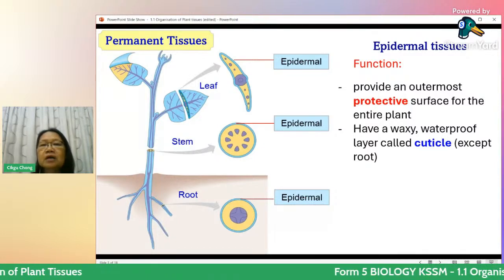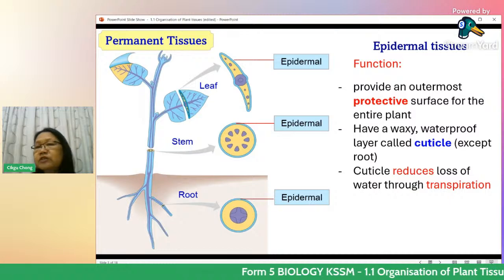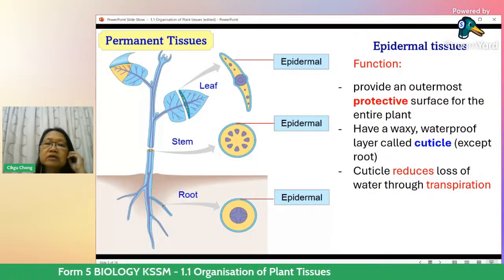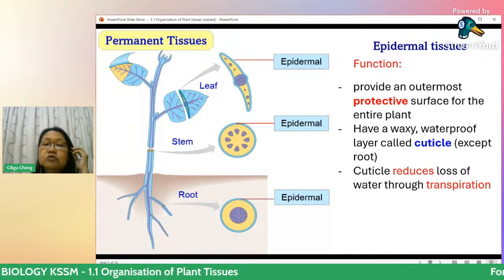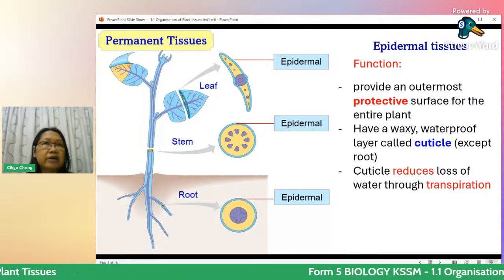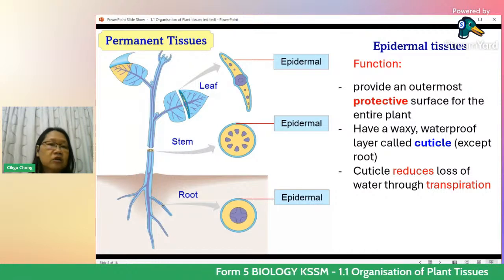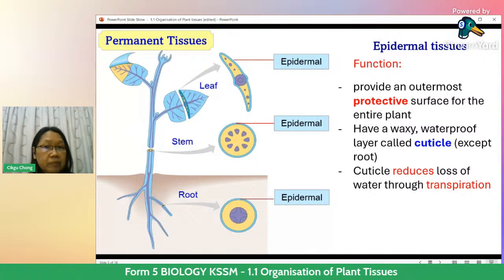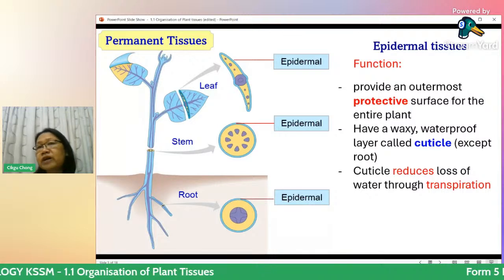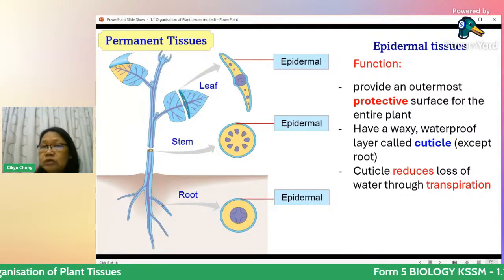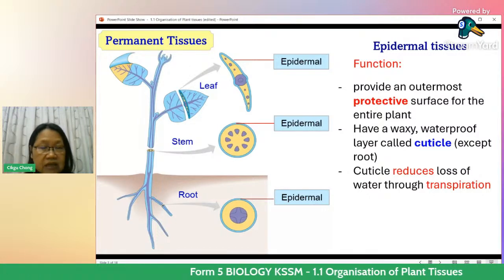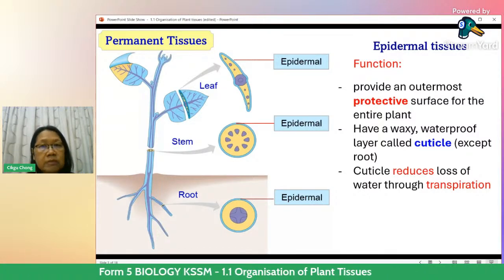Okay, next one. So cuticle, what is the function of cuticle? Why do you need cuticle on the leaves and the stem? All right, so it is to reduce the loss of water through transpiration. On a very warm or hot day, the sunlight could be very intense, and it can cause a lot of water to be evaporated if there isn't a cuticle. So the cuticle is to provide a waterproof covering, so less water will be evaporated from the surface. So it can only go out through the stomata.